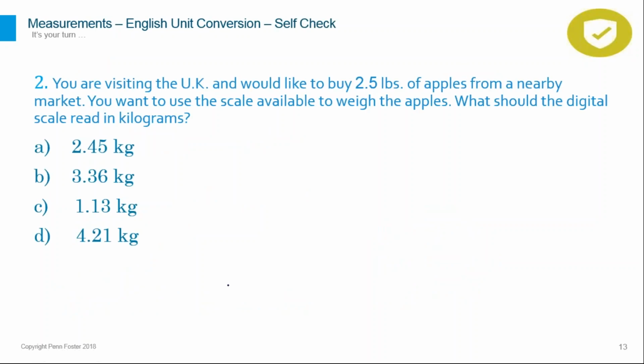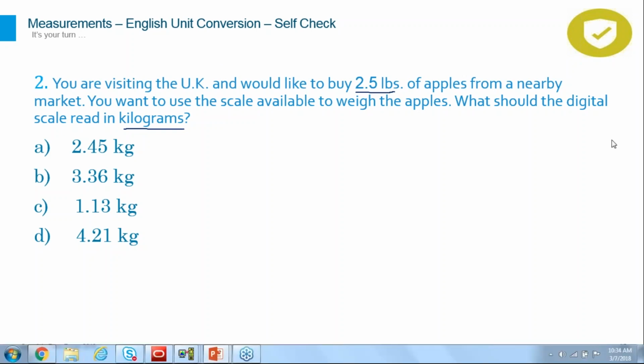self-check question. You are visiting the UK and would like to buy 2.5 pounds of apples from a nearby market. And you know that in the UK, they use kilograms and grams. They do not use pounds as we do here in the States. You want to use the scale available to weigh the apples. What should the digital scale read in kilograms? You want to buy 2.5 pounds of apples. What would be the reading on the scale just to get the 2.5 pounds in kilograms? I'm going to put the question up and you can think of the question and select your answers.